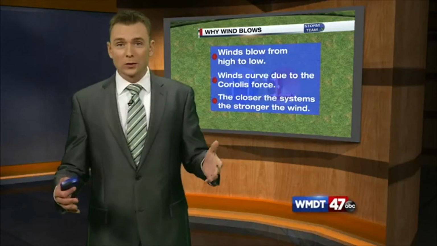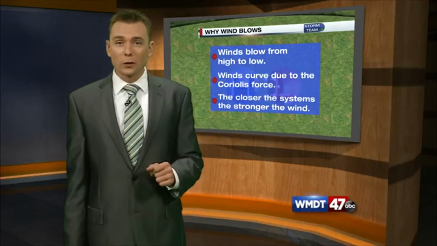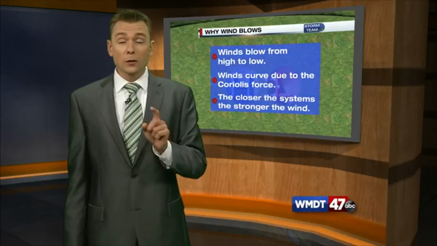So, as we summarize, it's going to be blowing from high to low. Winds curve due to the Coriolis force, and the closer the systems are, the stronger the winds will be.